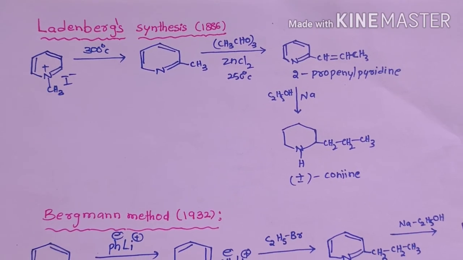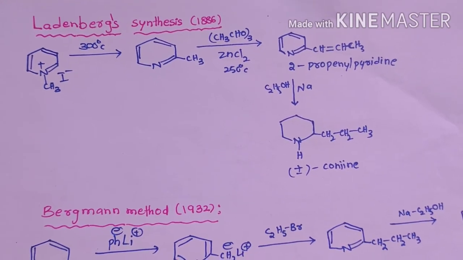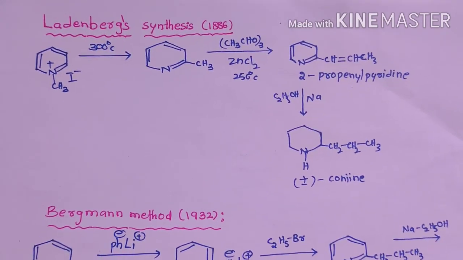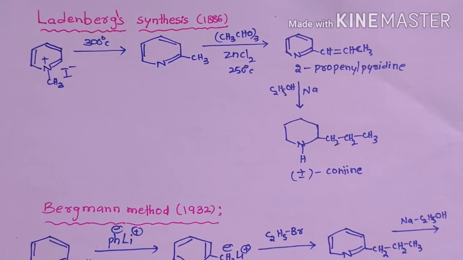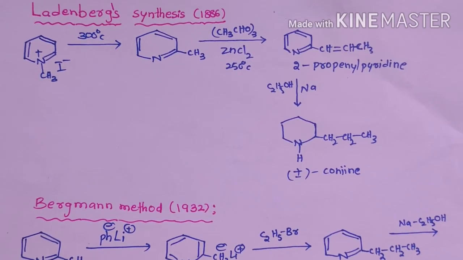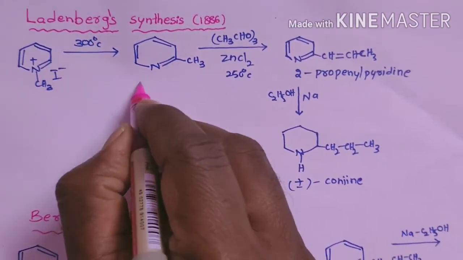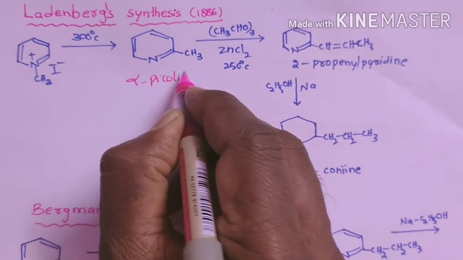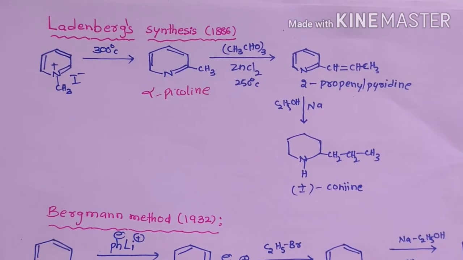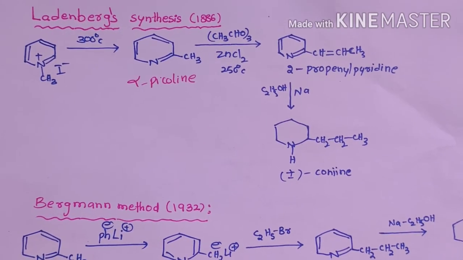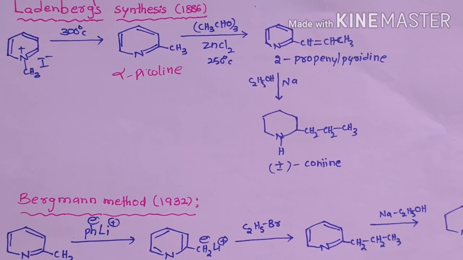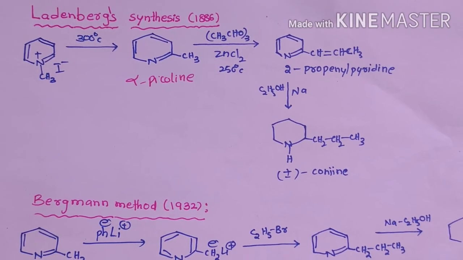In Ladenburg's synthesis, N-methyl pyridinium iodide is taken as the starting substance. If it is heated at 300 degrees centigrade, it gives alpha picoline, that means 2-methyl pyridine. When this alpha picoline or 2-methyl pyridine is treated with acetaldehyde in the presence of zinc chloride at 250 degrees centigrade, it gives a condensed product which is known as 2-propenyl pyridine.